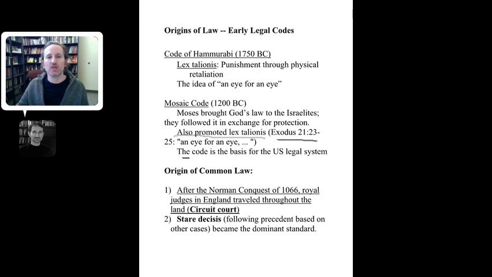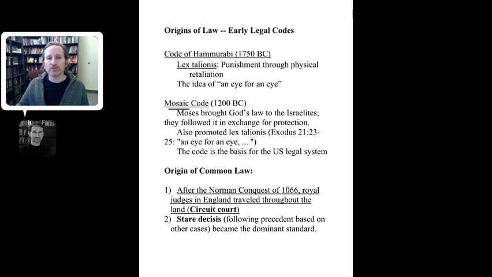And the important thing you can know about the Mosaic Code is a lot of this is the root, really, for our legal system in the United States. So Mosaic Code relates strongly to what are considered morals.